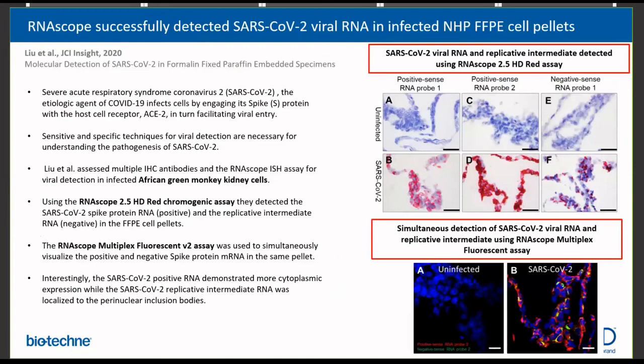And so you see on the top image, they've used the chromogenic red assay, once again, to detect both the spike protein as well as the replicating intermediate in these FFPE cell pellets, and also the multiplex fluorescent V2 assay. So they basically show use of both these platforms. But what you really see here is the specificity of the assay, which you can see when you compare the data from the uninfected to the infected tissue, with little to no background in the uninfected tissue.